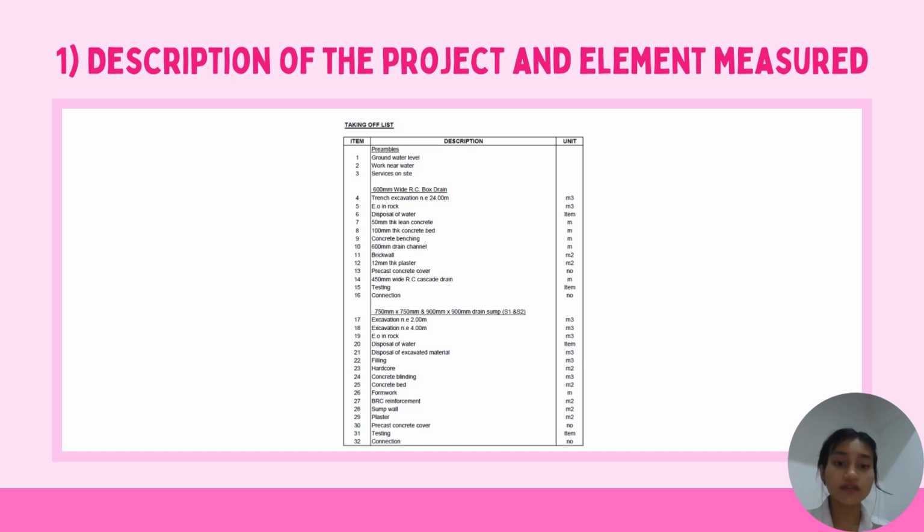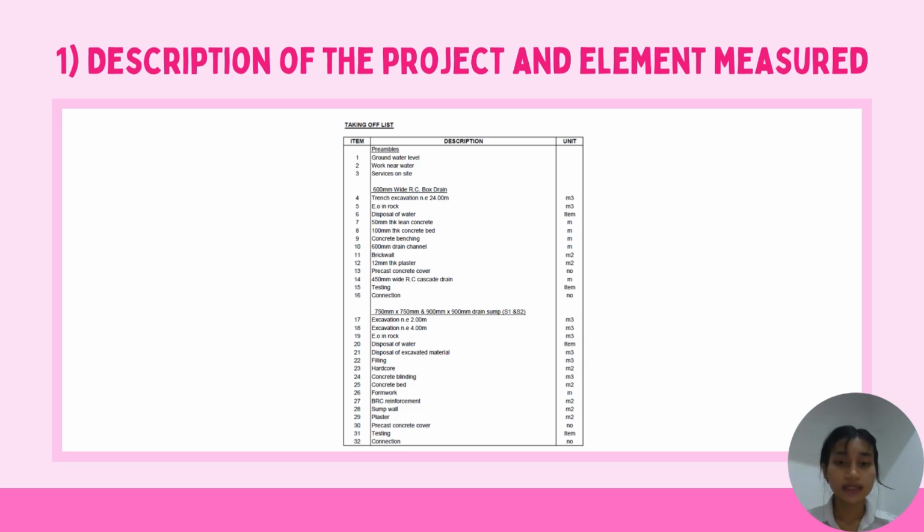Next, we are going to take off 50 mm thick lean concrete, 100 mm thick concrete bed, concrete benching, and 600 mm drain channel. Four of these items are all in meter. Next, we are going to take off brick wall and 12 mm thick plaster, where both of them are in meter square. Followed by precast concrete cover in number, 450 mm wide RC cascaded drain in meter. And then we are going to do testing and connection.